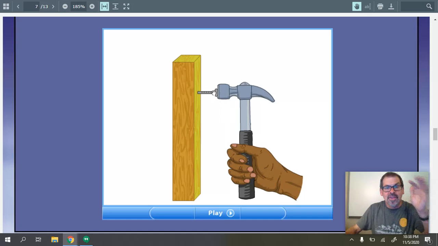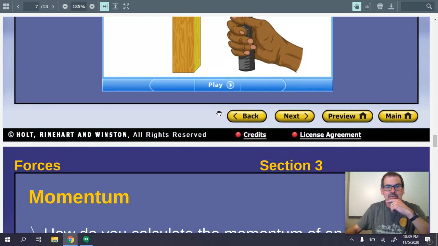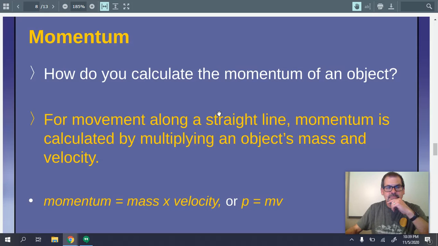Now, why does the nail then move into the wood? Well, the hammer hitting the nail is one system. A separate system is the nail and the wood, right? And the nail exerts a force on the wood, and the wood exerts a force on the nail. But because they're different masses, one accelerates more than the other. All right, so for every action, there's an equal and opposite reaction.